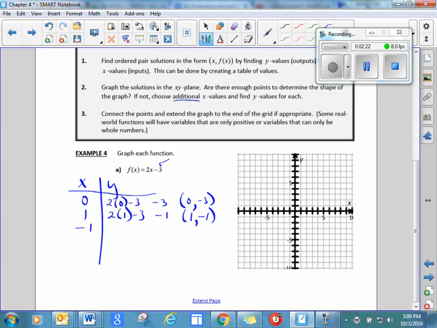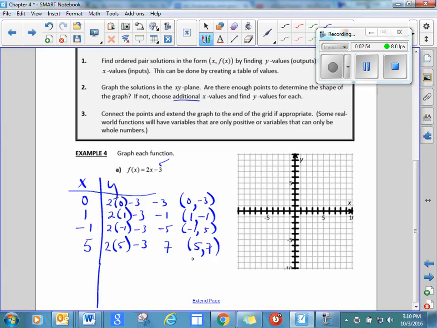I'll go on the other side and pick a negative 1. So now we're going to plug in negative 1, and we get negative 2 minus 3, which is negative 5. So when the input is negative 1, the output is negative 5. Maybe I'll pick one more lying outside a little bit more, positive 5. So 2 times positive 5 minus 3, 10 minus 3, which is 7. So when our input is 5, our output is 7.